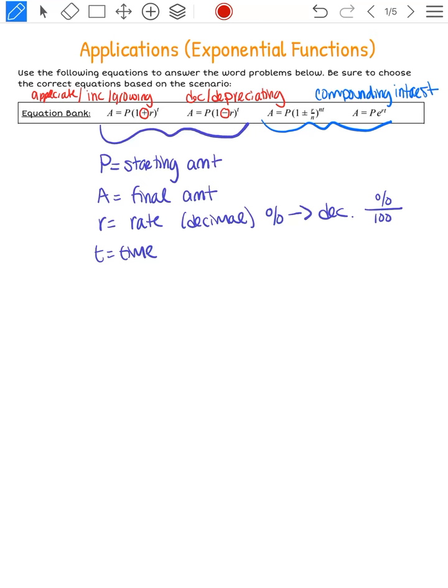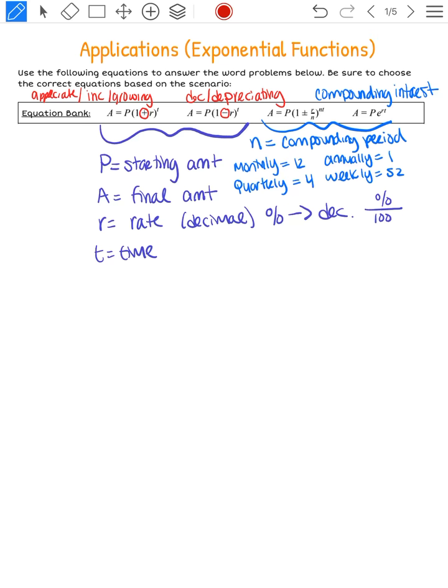So for these second 2 formulas, P is still going to represent our starting amount, A is still going to represent our final amount, R is still rate, T is still time. But in the second equation, we have this value for N, and N is the compounding period. So there's a couple key values that happen a lot. Monthly would be 12. Quarterly, that would mean 4 times a year. Annually, that would mean once a year. Weekly, that would mean 52 times a year. And those are usually the most common ones.